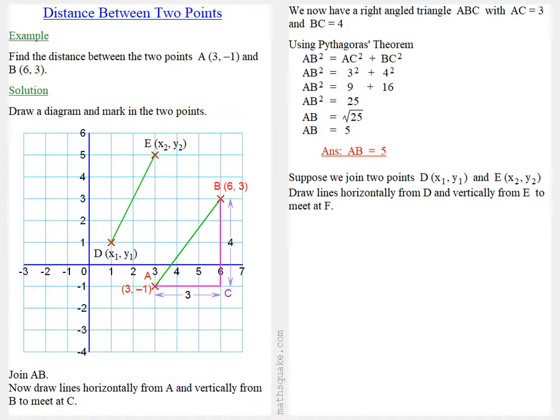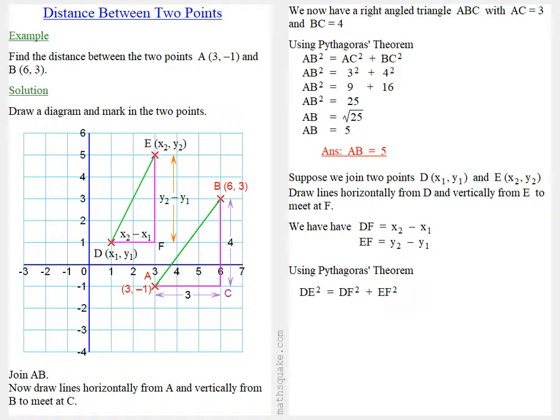If we draw lines horizontally from D and vertically from E to meet at F, we have DF is equal to x2 minus x1, and EF is y2 minus y1. Using Pythagoras' theorem, we have DE squared is DF squared plus EF squared. So DE squared is equal to (x2 minus x1) all squared plus (y2 minus y1) all squared. So DE is equal to the square root of (x2 minus x1) all squared plus (y2 minus y1) all squared.